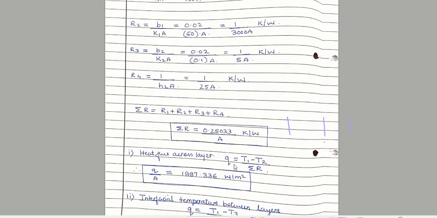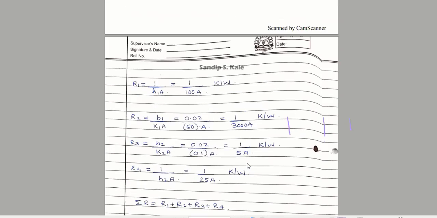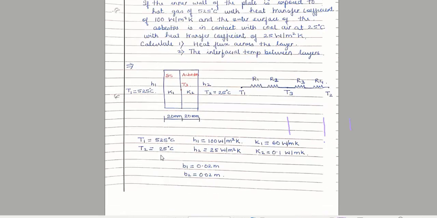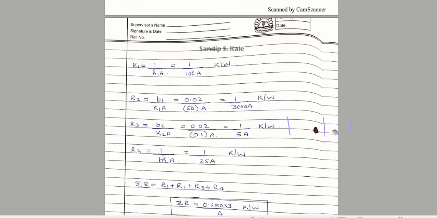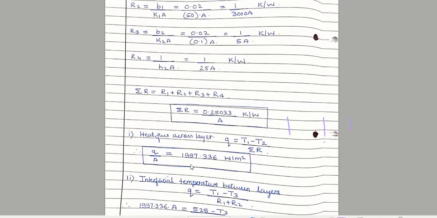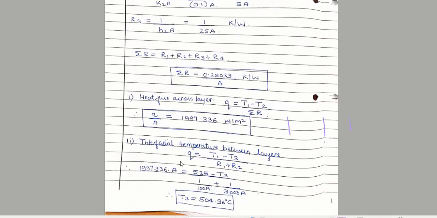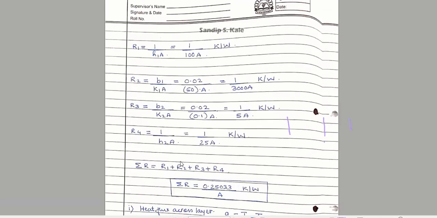Now we are supposed to find out this Q by A. So whatever A I have taken over here, I put the value. What is T1? T1, you know, is 525, minus 25, divided by this. So you will get the value of heat flux. I hope this heat flux is clear. Q by A, right? So the first part is very easy.